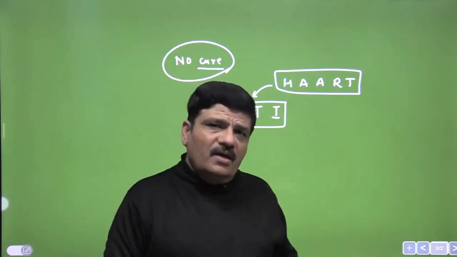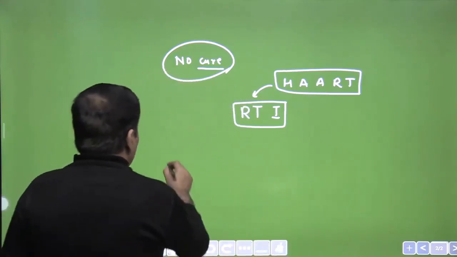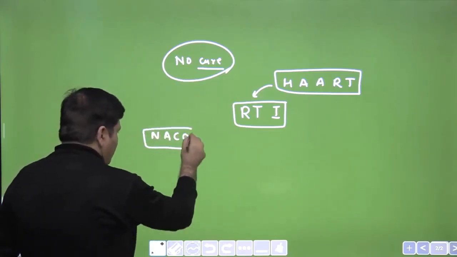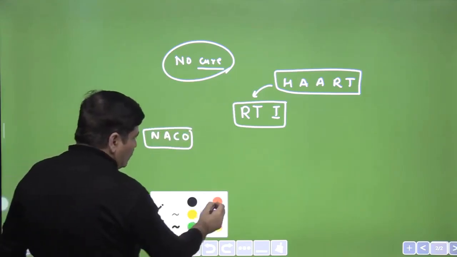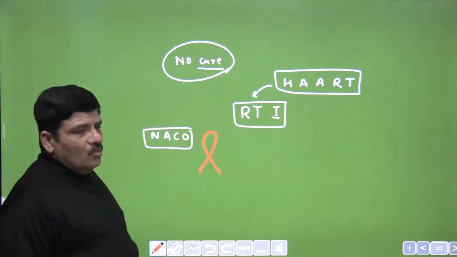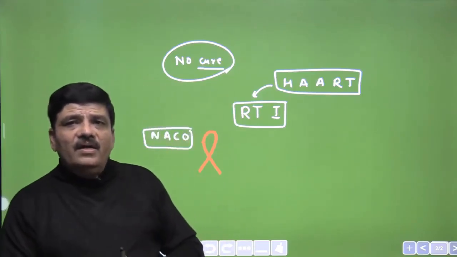And for spreading awareness, obviously, you will require a nodal agency, and this nodal agency is the National AIDS Control Organization, and the headquarters is in New Delhi. And you know about the symbol, it is actually a red ribbon. So this type of symbol, you know about AIDS. This is about spreading the awareness regarding AIDS.